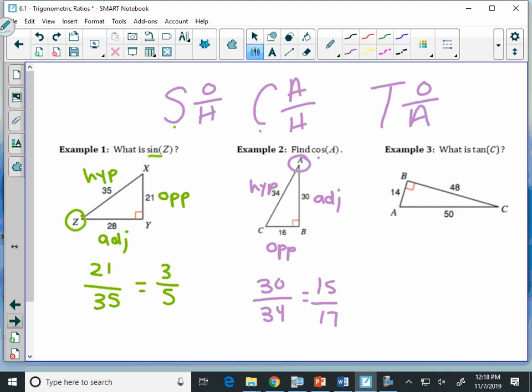And the last one, we want to find the tangent of C. So I'm going to circle C. Label my sides based off of C. I'm going to go across. That's my what? Opposite. Go to my 90, go across. That's our hypotenuse. And the side left over is adjacent.